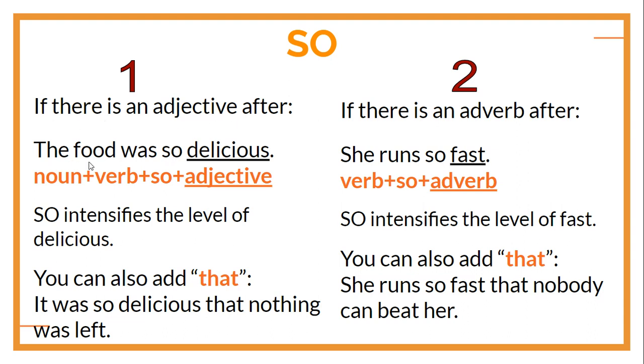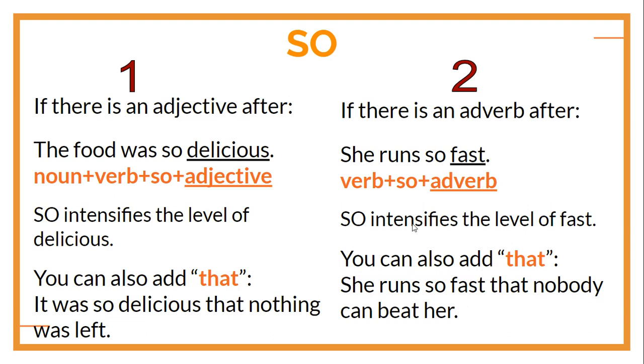We have the noun food, the verb to be, the intensifier so, and the adjective delicious. Yes, so intensifies the level of delicious. You can also do it before an adverb. That means you can have a verb like: she runs so fast. We are determining that the way she runs is not just fast, it's so fast. It intensifies the level of fast.